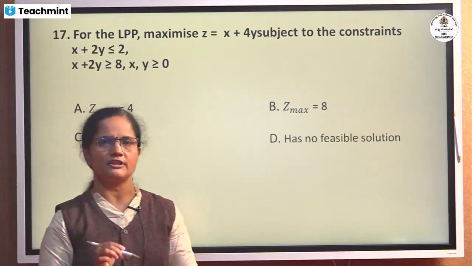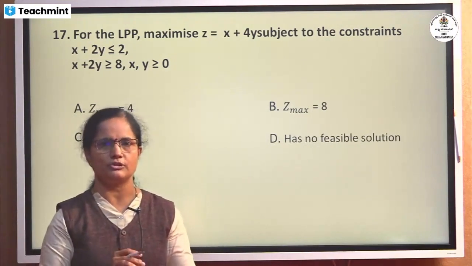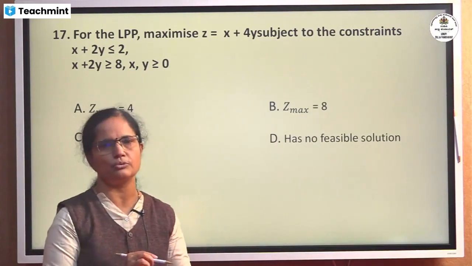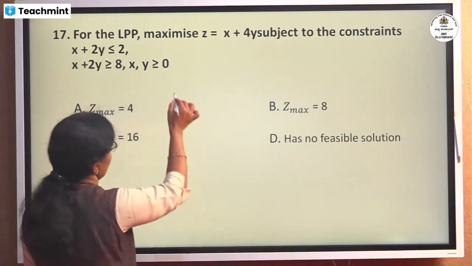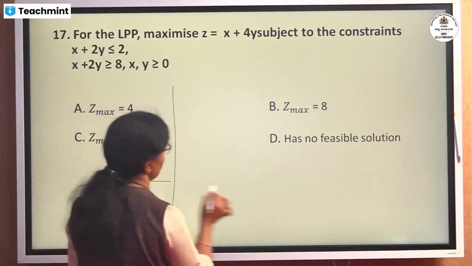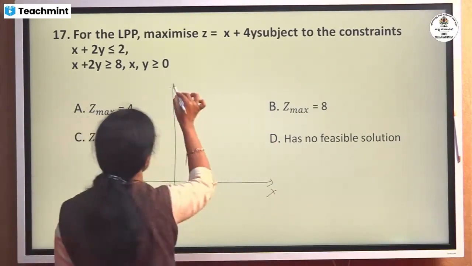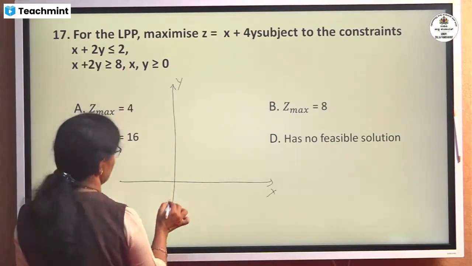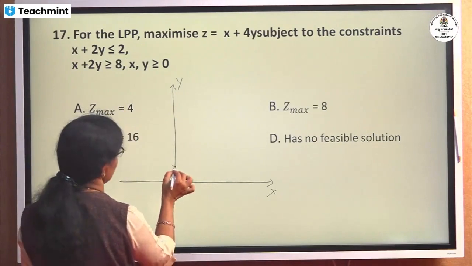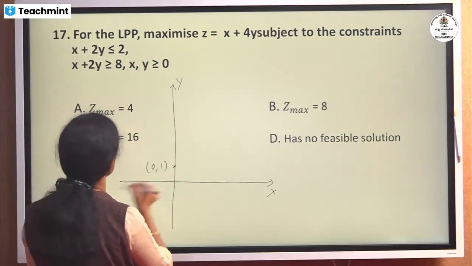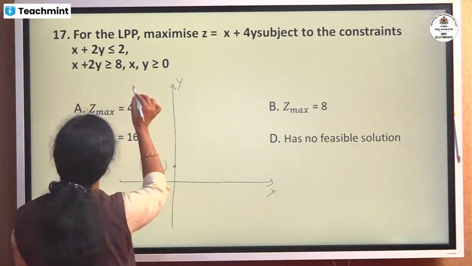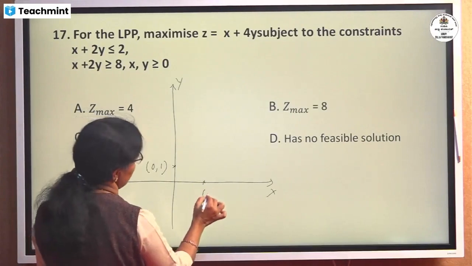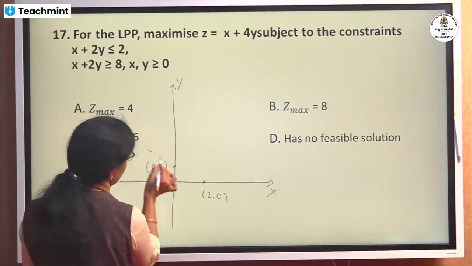LPP problem again, x plus 4y is the objective function subjected to the constraint x plus 2y is lesser than or equal to 2, x plus 2y is greater than or equal to 8. Method to draw the graph here. Rough graph, you may draw it within 10 seconds. Okay, x plus 2y lesser than or equal to 2. When x is equal to 0, 2y is 2. Therefore, this is the point 0, comma 1 you will get here. And when y is equal to 0, you will get here 2 comma 0. This will be one line.